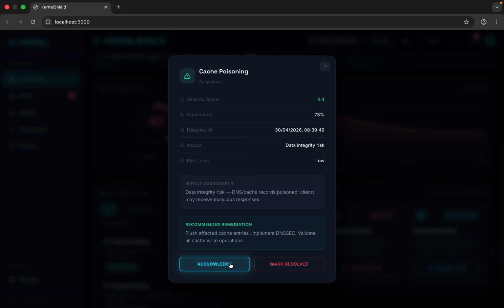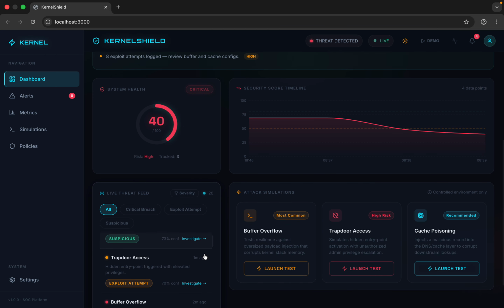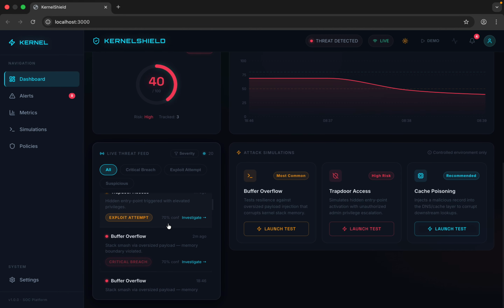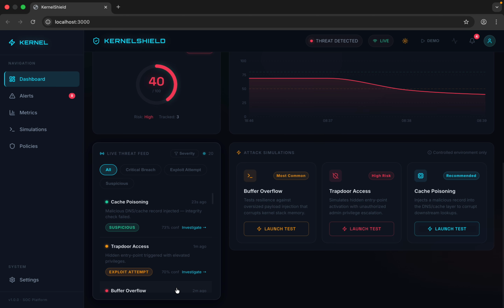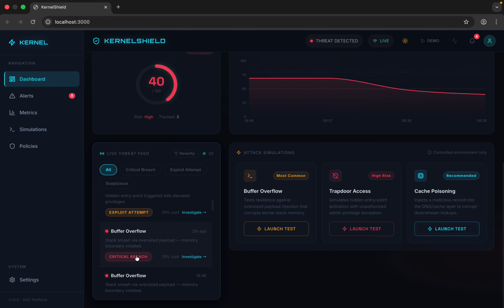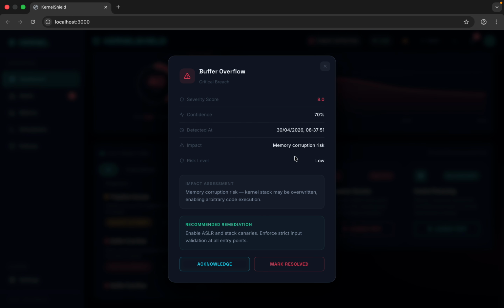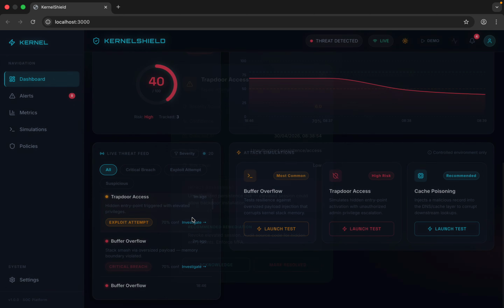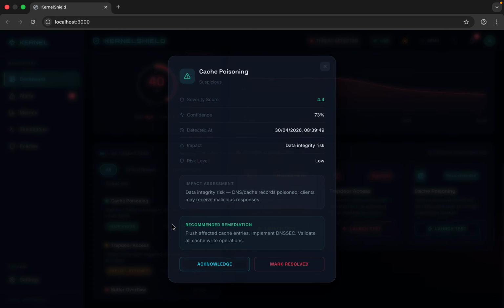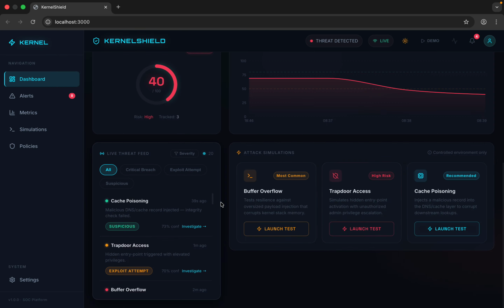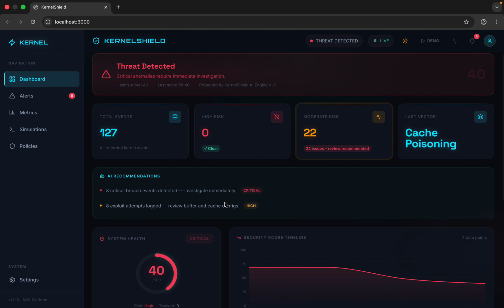Now look at our event feed. We have all 3 attacks logged with complete details. Each one has a timestamp, vulnerability type, severity score, and confidence level, along with specific indicators, detailed explanations, and mitigation steps. This comprehensive logging means that you can analyze patterns over time. Which attacks are more common? How does severity correlate with the system impact? All data is here.